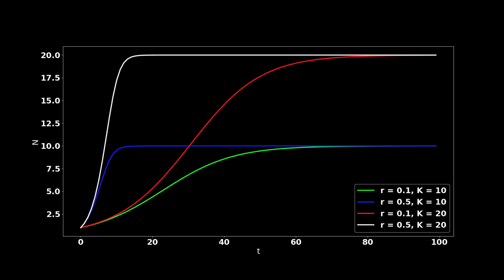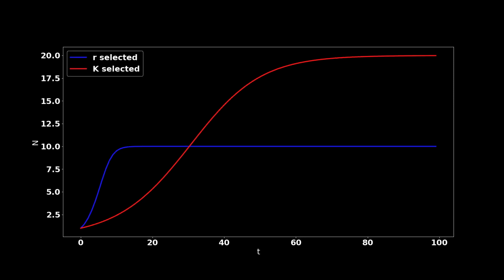If we look at some variation in the parameters, it looks like this. The r parameter determines how fast saturation is reached, and the k parameter determines the saturation level. If we look at the two other examples, where one parameter is low and the other high, we get these two curves. In the case that r is high, we call it r-selected. In the case that k is high, we call it k-selected.